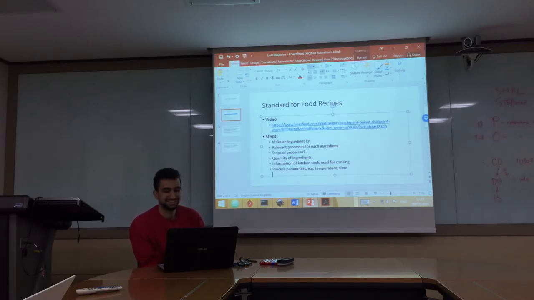Interesting. So I hope you see how this relates back to CAD. Process parameters would be something like the extrude length or something like that.